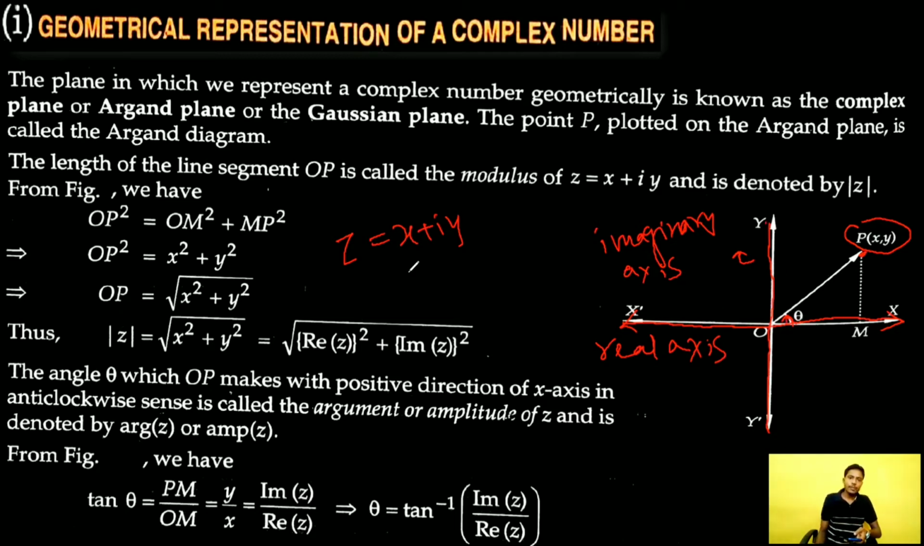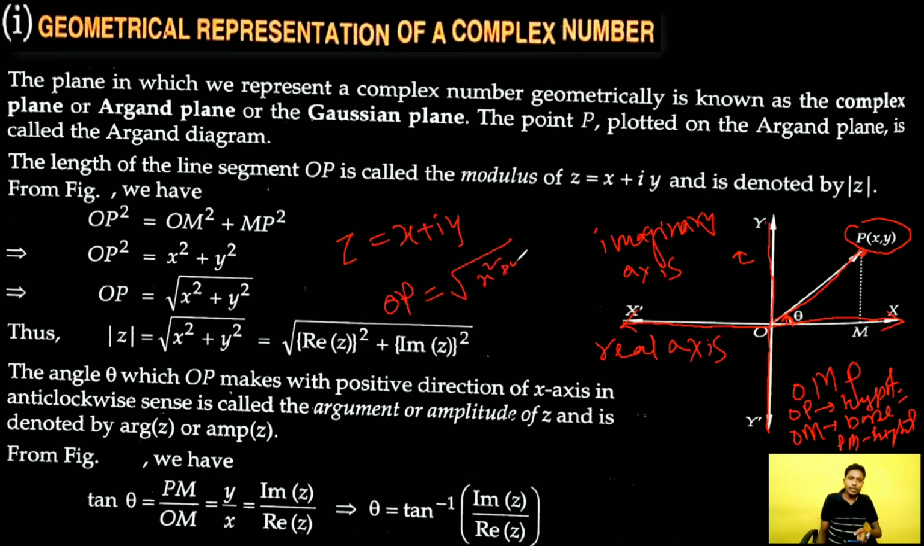In this right-angled triangle OMP, OM is the base, MP is the height, and OP is the hypotenuse. So the distance OP is equal to root over x square plus y square. Clear? This is mod z.